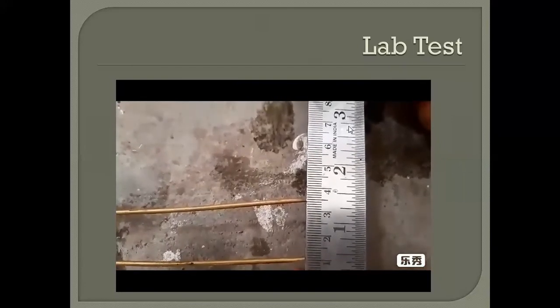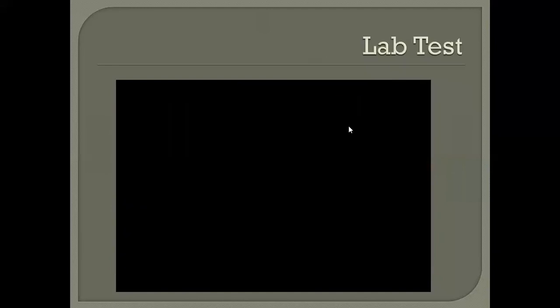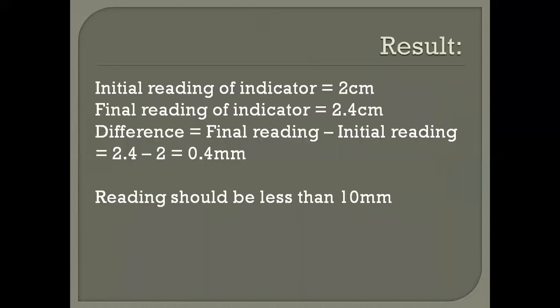That is the final reading. The first one was 2 centimeters. So the initial reading of the indicator was 2 centimeters, and the final reading of the indicator we are getting is 2.4 centimeters. The difference between these two readings is 4 mm. It means our sample is sound, because the reading should be less than 10 mm. If it is more than 10 mm, your cement sample will be unsound.